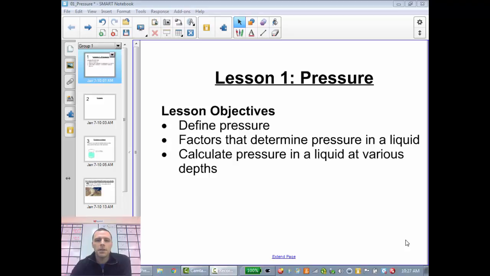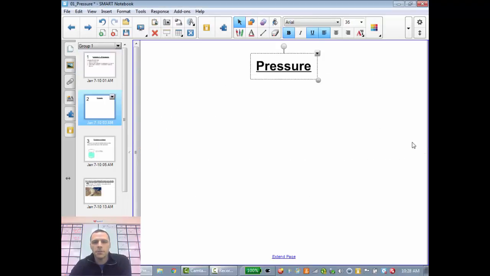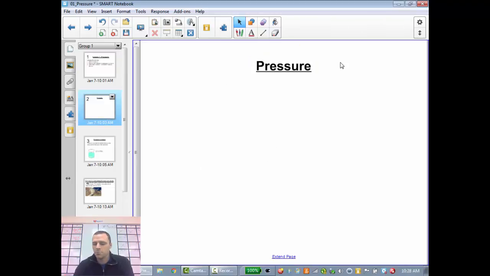This lesson will be on the concept of pressure. In this lesson, we will define what pressure is, and we will talk about the factors that determine the pressure in a liquid, and then we will learn how to calculate the pressure in a liquid at various depths within that liquid. So to get things started, the main concept is pressure.